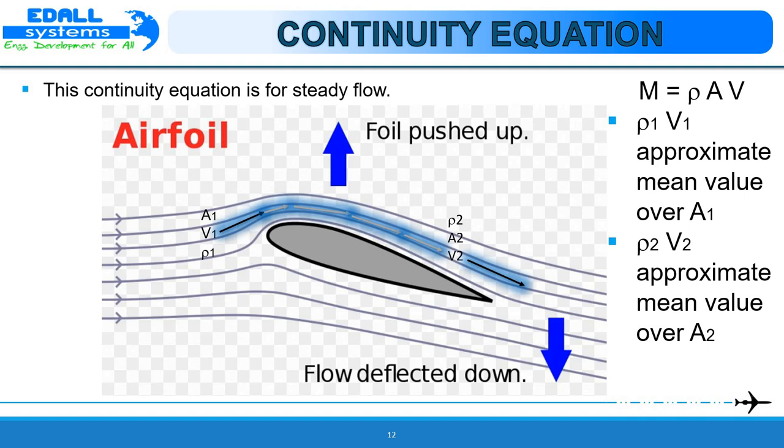The velocity V1 is assumed to be uniform over the entire area A1. Similarly, the density ρ1 is assumed to be uniform over the entire area A1. In the same way, V2 and ρ2 are assumed to be uniform over the area A2. In real life, this is an approximation. In reality, velocity and density vary across a cross-sectional area.